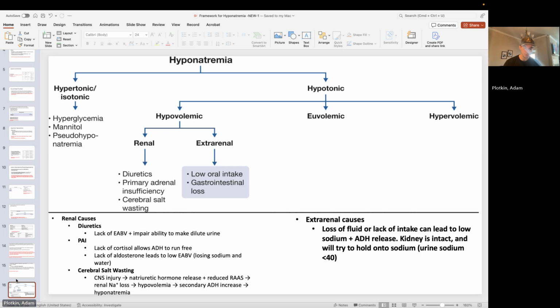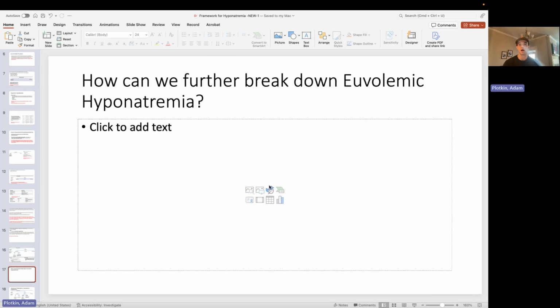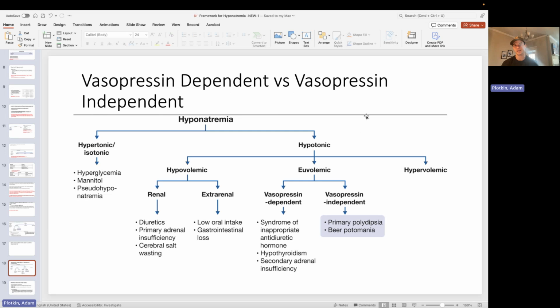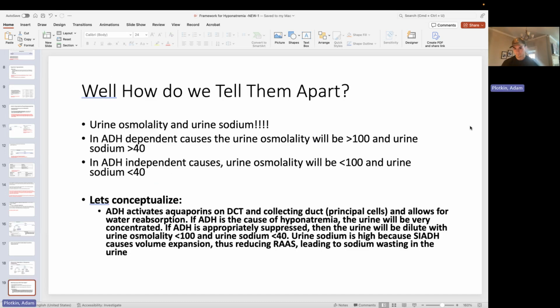All right, we'll keep it moving. So how can we further break down euvolemic hyponatremia? Take a second to think about that. In this case, we can think about, is it ADH or vasopressin dependent, or is it vasopressin independent? We'll talk about these on the next slide. So to tell them apart, is this ADH dependent or ADH independent? Urine osmolality and urine sodium are going to tell me everything I need to know.